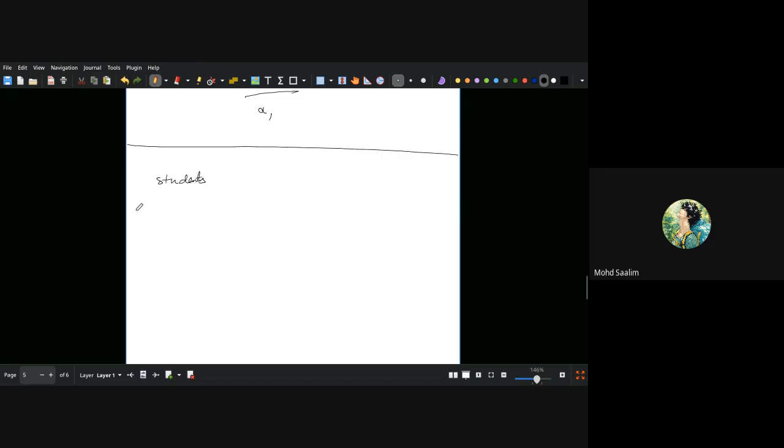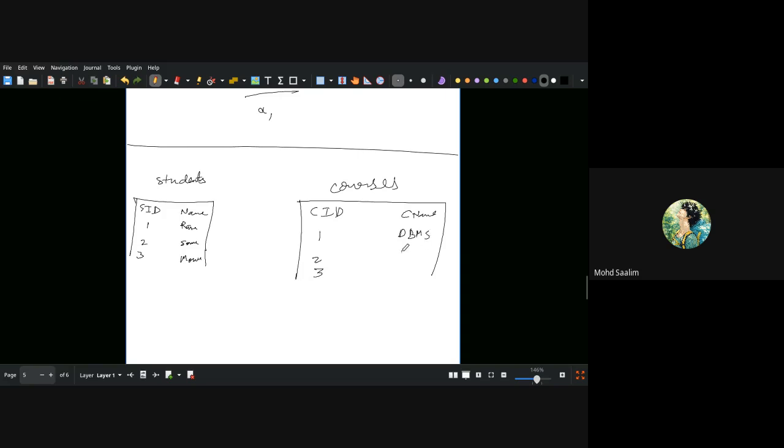If we have students here, let's call it SID instead of roll number, and name. Let's say we have three students, 1, 2, 3: Ram, Sonu, and Monu. And let's say we have a courses table. In this also I have three courses. There is a CID and there is a C name: 1, 2, and 3, and DBMS, PDSA, and MLF.